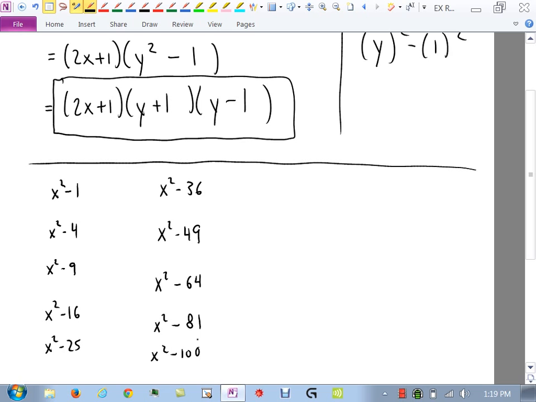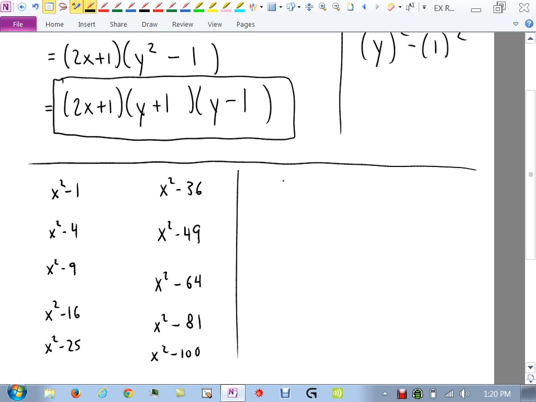X plus 1 times x minus 1, right? This one, plus 2, minus 2. X plus 3, x minus 3. X plus 4, x minus 4. X plus 5, x minus 5. X plus 6, x minus 6. Right? All those in parentheses. Keep going. Those are the ones we want to get to the point where we kind of recognize them. We see them, that's a difference of squares.